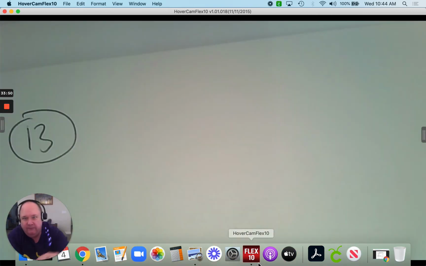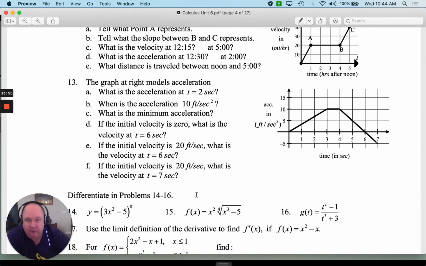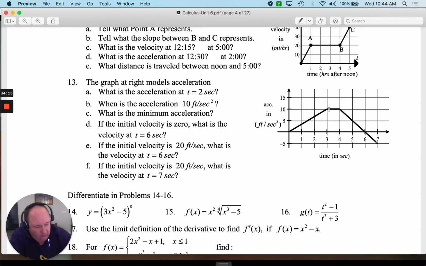All right, number 13. This will be the last one for this video. So the graph at the right represents acceleration. All right, be careful here. What is the acceleration at 2 seconds? So at 2 seconds, it's in the middle of a line segment, so I've got to find the formula for that line. So what's the slope? Up 10 over 3, plus 0. So it's just 10 over 3 t. That's what acceleration is.